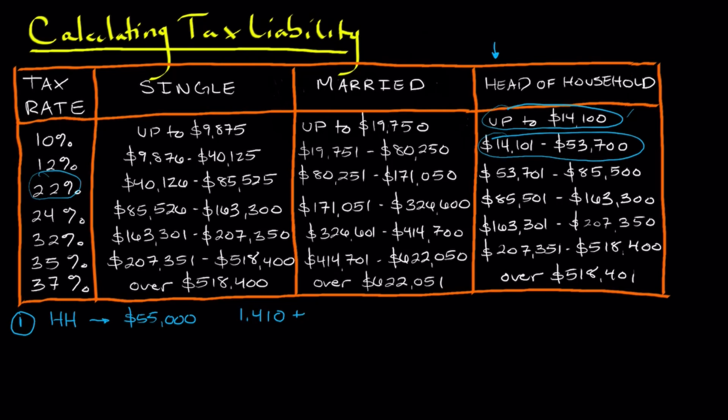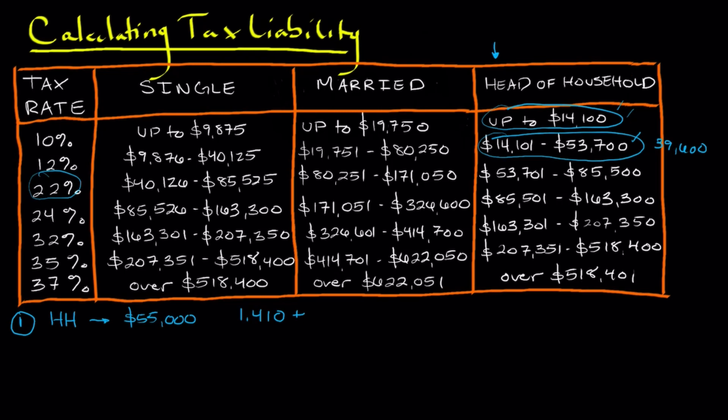So here is where you have to do a little bit of math, so it gets a little tedious, but not too bad. What we would have to do is take 53,700, this number here, and subtract 14,100 from it, and that's going to give us 39,600, right? So the difference between these two is 39,600. And notice I subtracted by the end range of the first column.